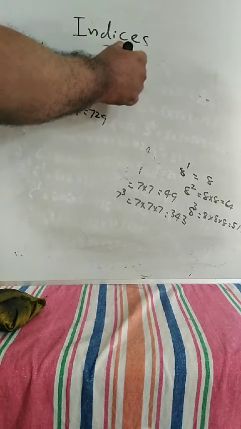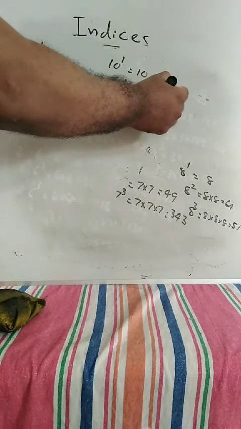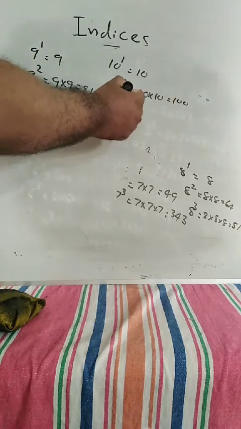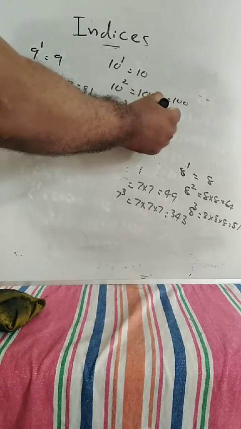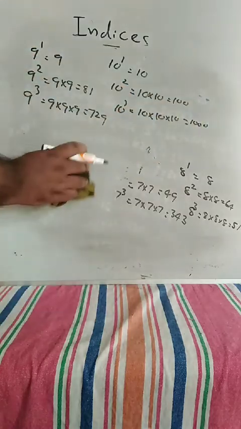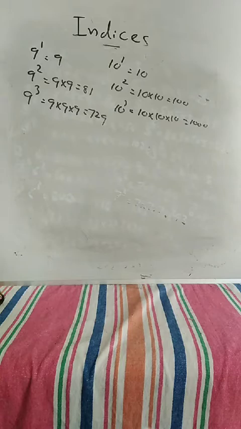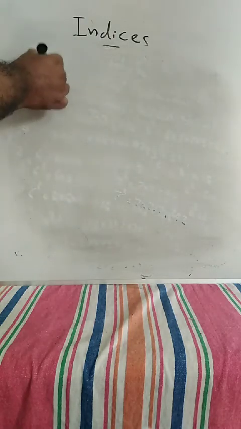The power of 10 here. 10 to the power 1, 10. 10 to the power 2, 10 into 10, 100. Right. 10 to the power 3, 10 into 10 into 10, then 1000. Right. Understand? 1000. Okay.